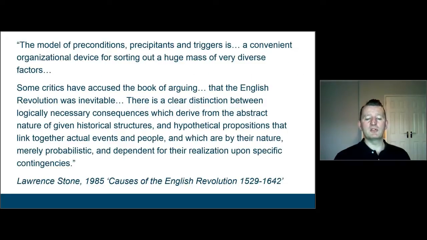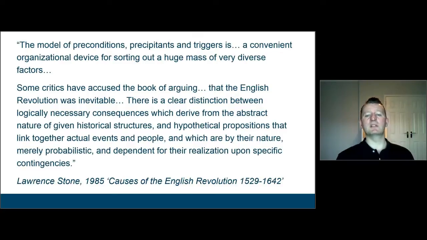Here's an example from Lawrence Stone, who wrote a very influential book on the causes of the English Revolution. And he talks explicitly about this in relation to how his book was received and how people have discussed it over time. He says the model of preconditions, precipitants and triggers is a convenient organisational device for sorting out a huge mass of very diverse factors. So here he's being explicit and saying, there's a hell of a lot of history, a hell of a lot of stuff happened at the beginning of the Civil War, and so the historian has to categorise it and think of a way to relate these things to each other to provide a meaningful explanation.